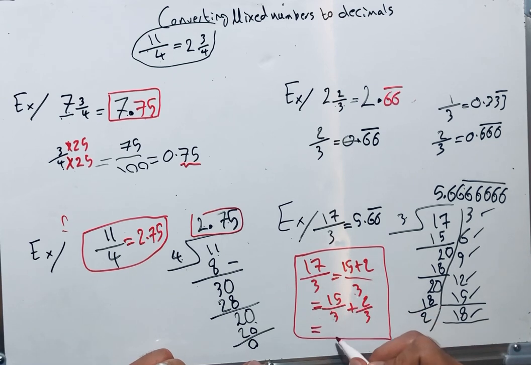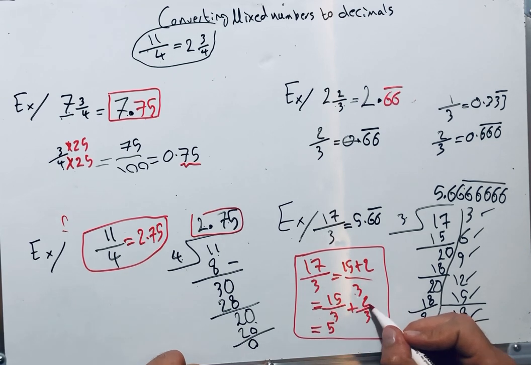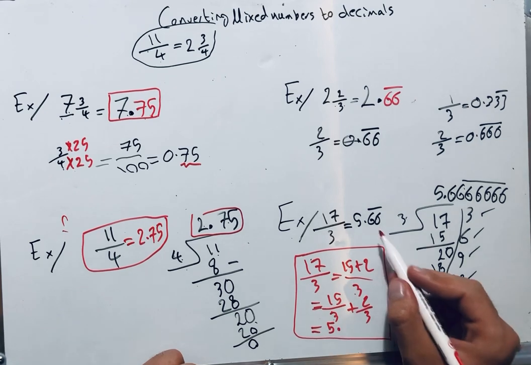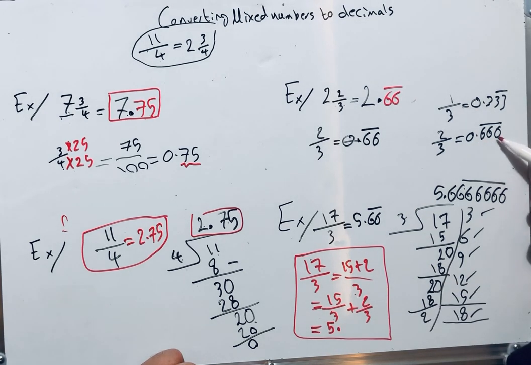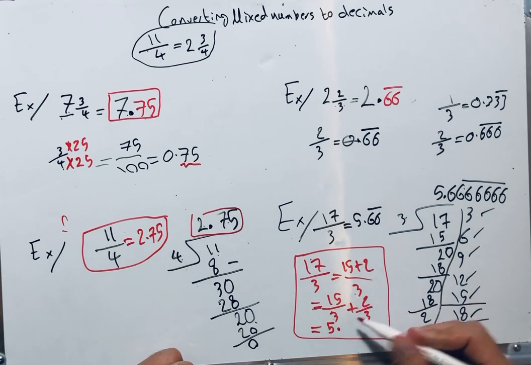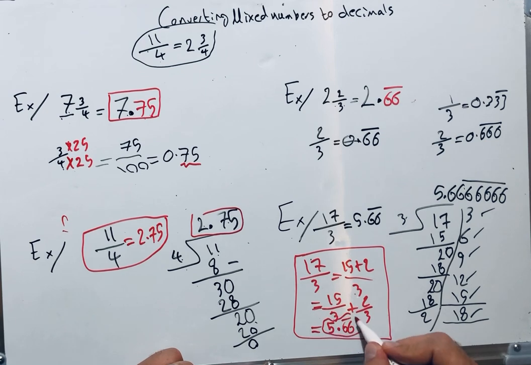15 over 3 is simply just 5. 2 over 3, we mentioned this before, is actually 0.666. So, if you can recognize this, you can immediately say this is 0.66, so you get the same result.